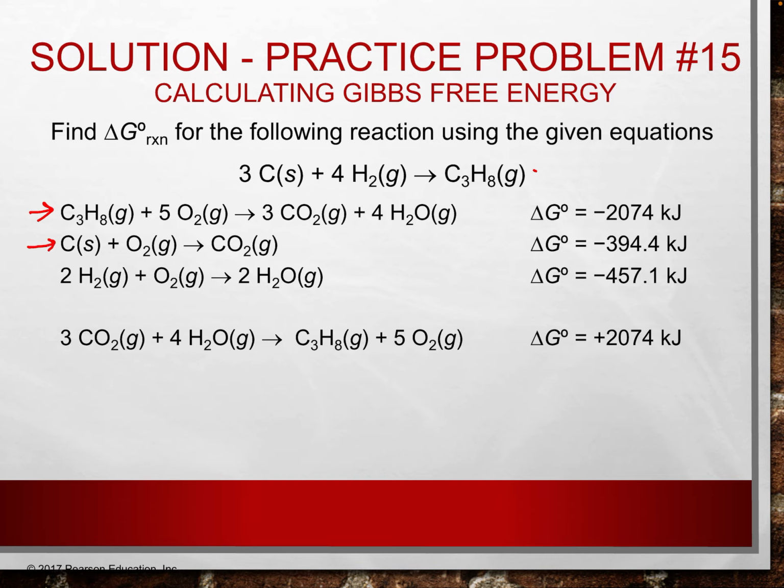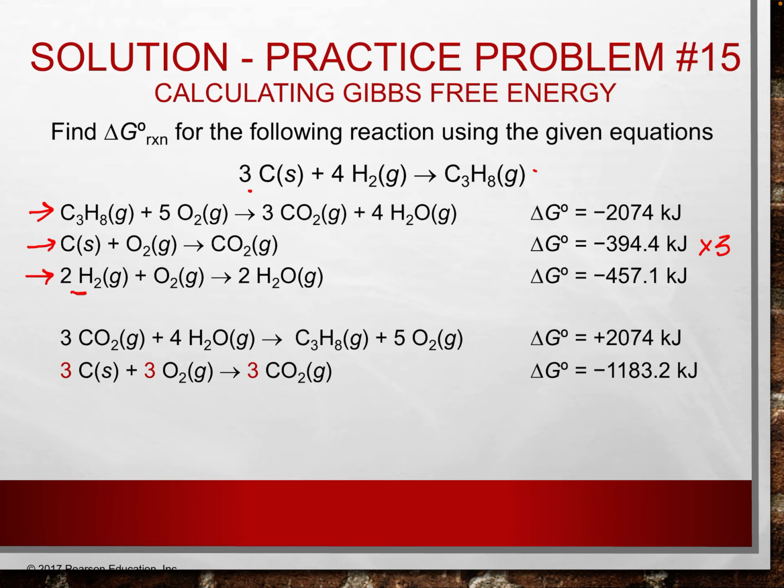Now let's go to the next one. We have carbon here and we have 3 carbons here. Carbon is on the right side, but we don't have enough of them. So we need to multiply this whole reaction by 3 so that we can add it with the other ones. Remember, when you do that, you're also going to multiply this Gibbs free energy by 3. And then let's look at hydrogen here. We have it in the right spot, on the right-hand side, but we don't have enough of it. We only have 2, and we need to have 4. So we're going to multiply that whole reaction by 2.